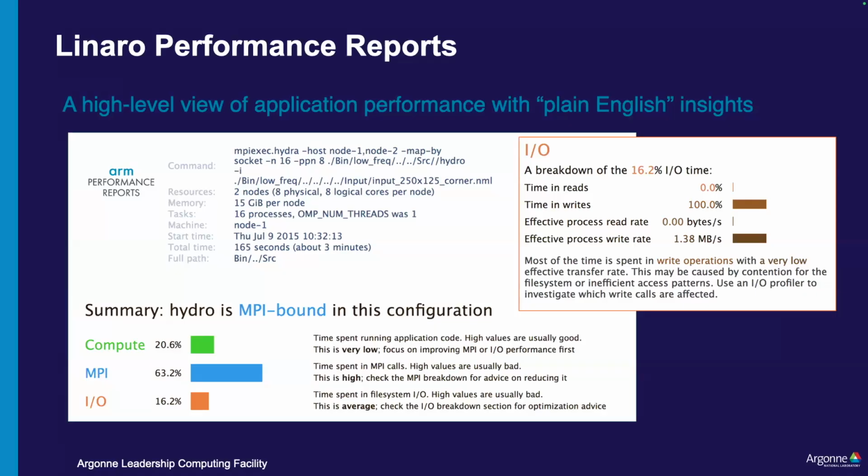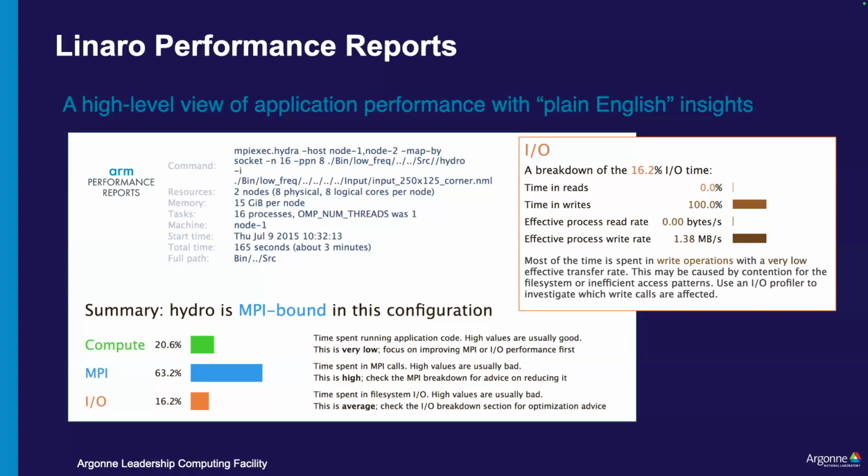When you run your application with perf reports, you get something like this, which gives you some metadata on your application, such as how long it ran for. In this particular case, it ran for 3 minutes. In those 3 minutes, 20% of the time was spent in compute, and the performance report is saying that this is quite low. Then you're running MPI, so 63.2% of the 3 minutes was spent in MPI, and the performance report says this is quite high. So you want to look at your MPI breakdown. Is there anything you can do to improve that?